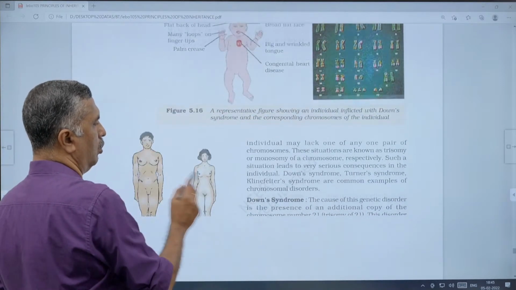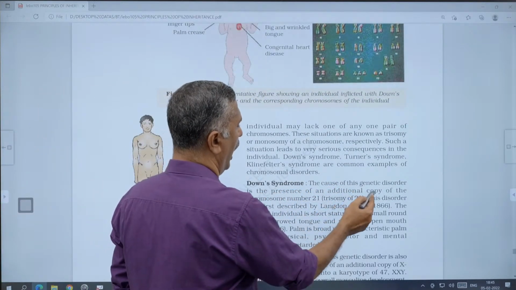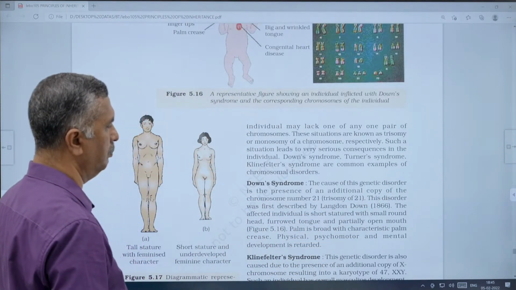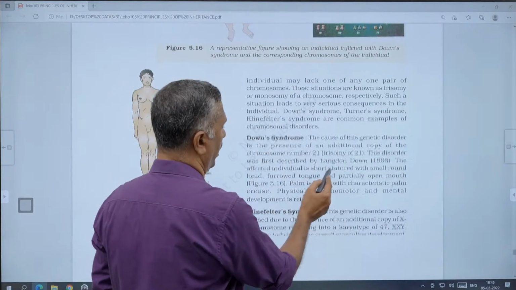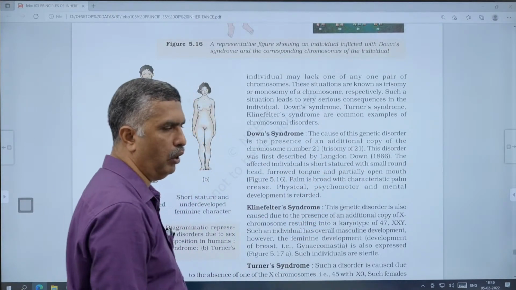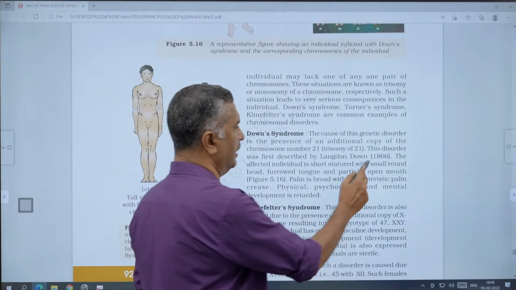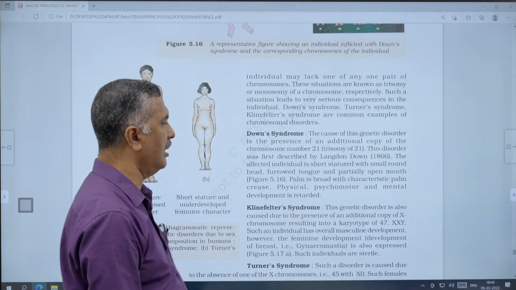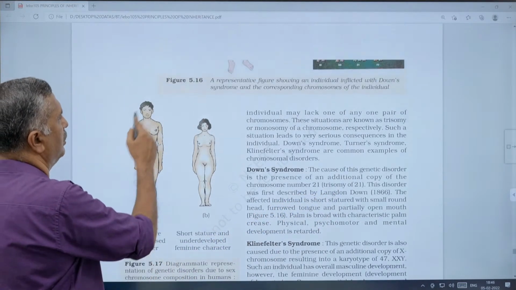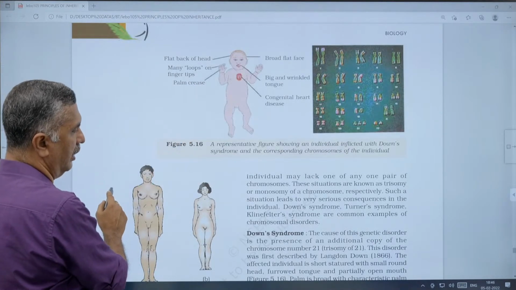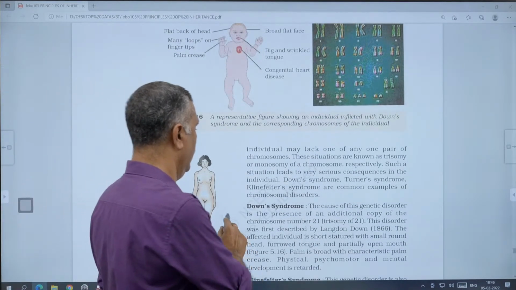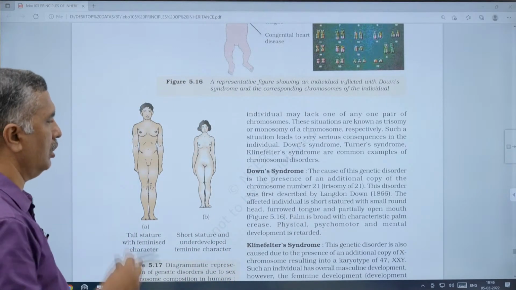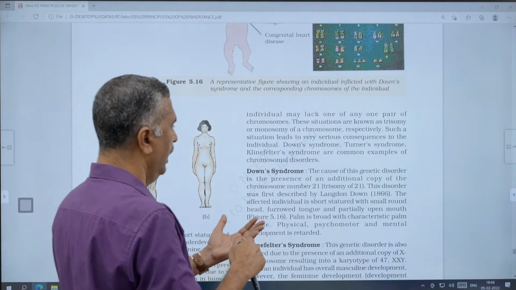Down syndrome is a genetic disorder caused by the presence of an additional copy of chromosome number 21, and it is called trisomy of 21. The disorder was described by the scientist Langdon Down in 1866. The affected individual is short-statured with a small round head, furrowed tongue, and partially open mouth.